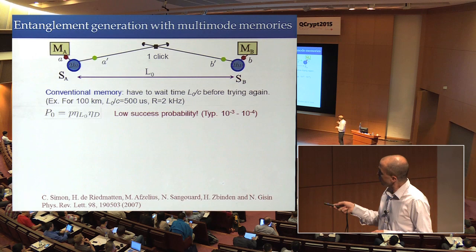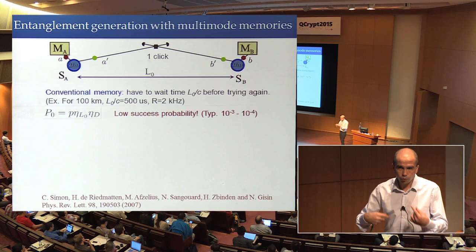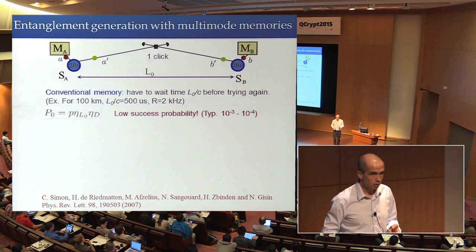So of course, this is quite long. If you have, let's say, two memories distant by 100 kilometers, this would take 500 microseconds. So the basic rate of the repeater would actually go down by quite a lot. It would be something like 2 kilohertz, which is very, very small.